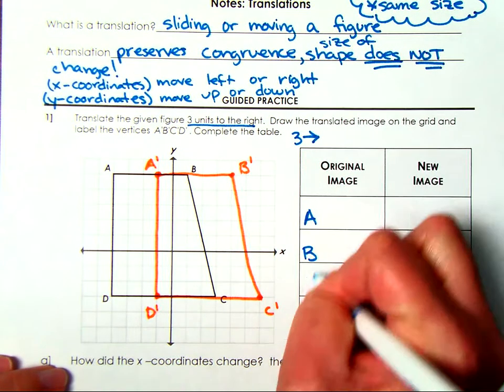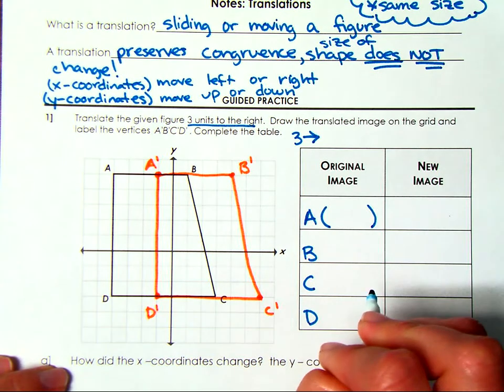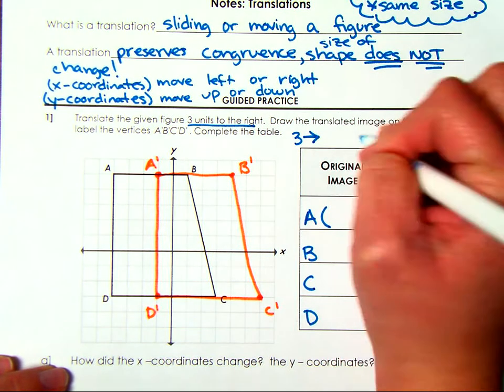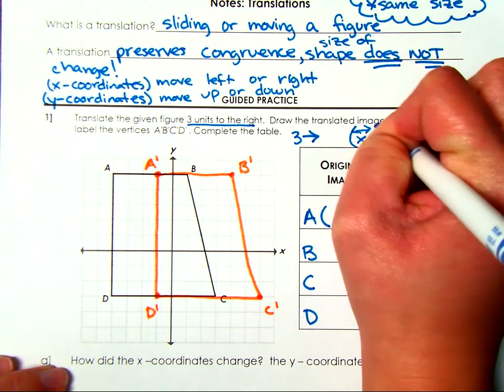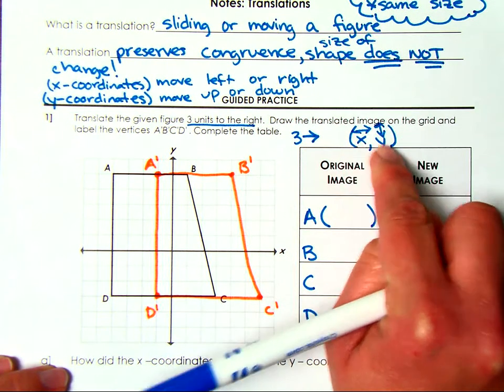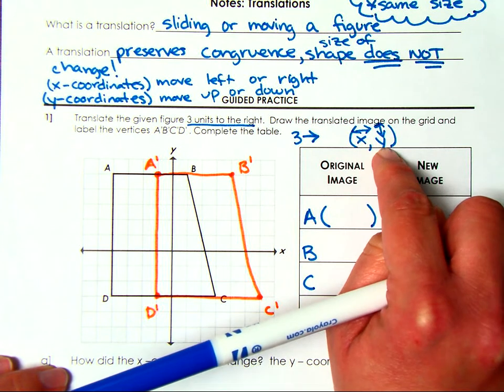A, B, C, and D. We're going to complete the table with the ordered pairs. And remember, X is left to right and Y is vertical. So horizontal, left to right; Y is up and down, vertical.